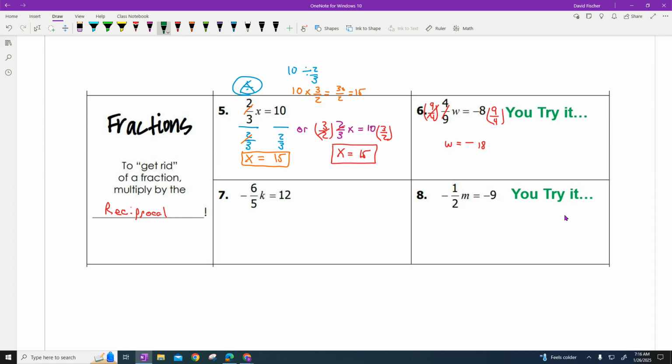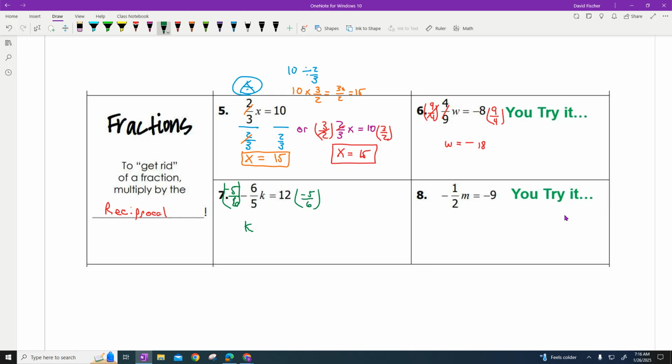We're still going to multiply by its reciprocal, which is 5/6, but I'm going to multiply both sides by a negative 5/6 because I want that negative sign to become positive, and I know negative times negative is a positive, so this side just becomes a positive k. What I do to one side, I have to do to the other one.